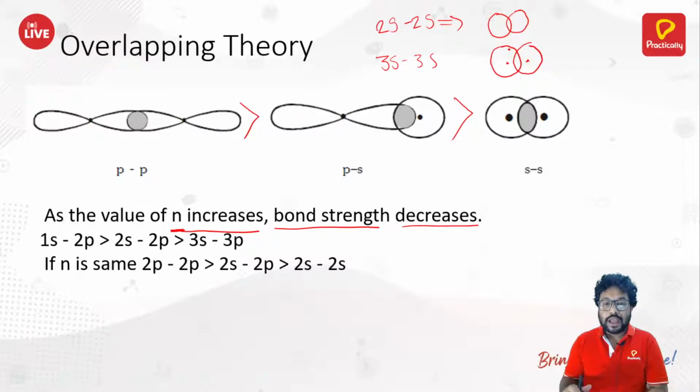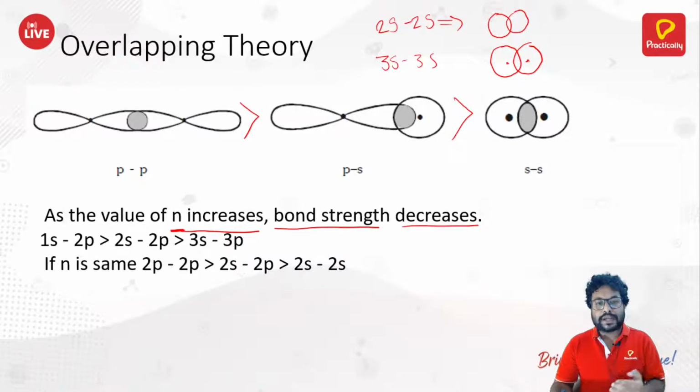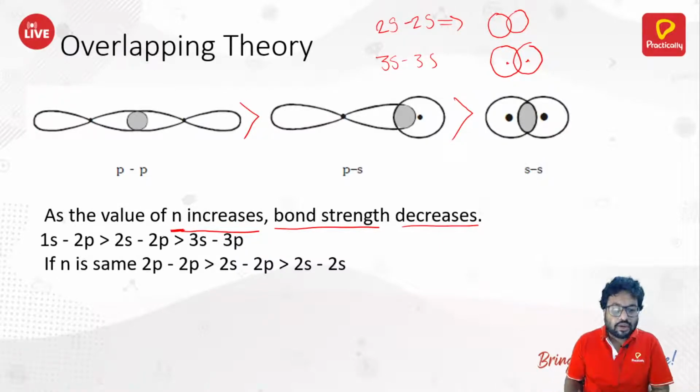Why? Because the bond length increases, right? As the value of n increases, the bond length increases. As the bond length increases, you know that the force of attraction between the two nuclei decreases. When that happens, obviously the bond strength has to decrease, and that is why as the value of n increases, the bond strength decreases.